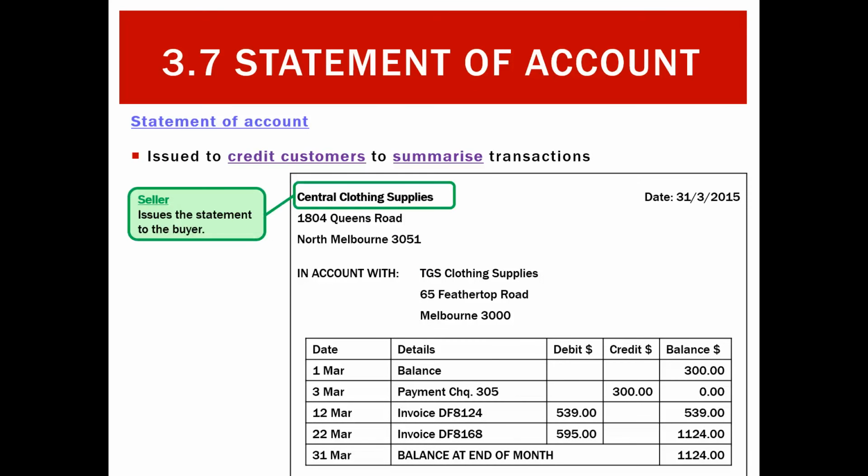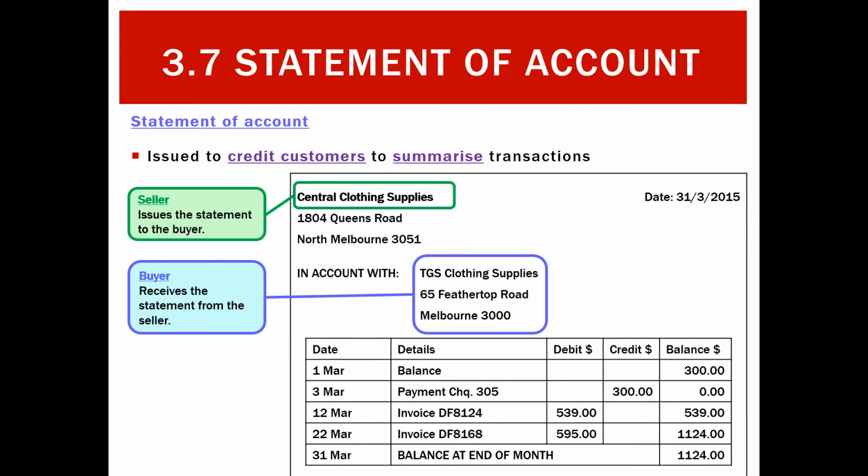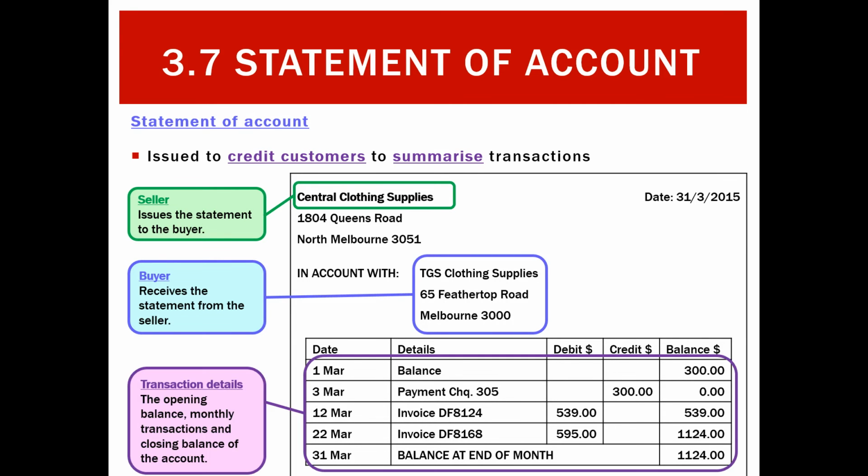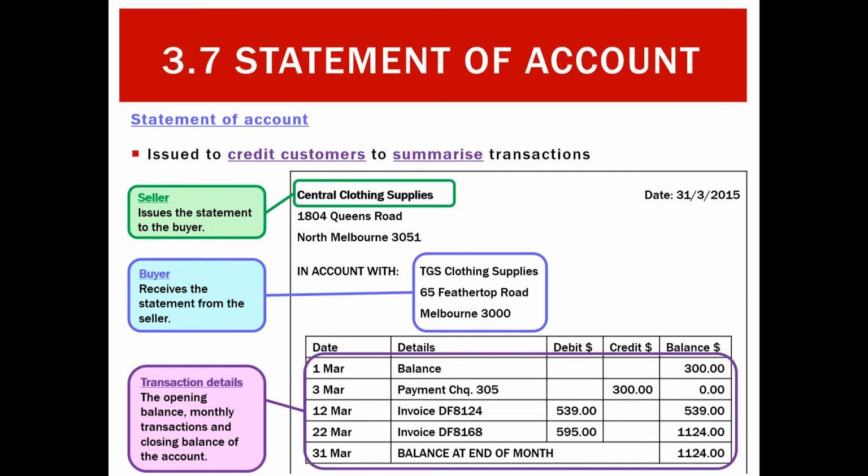So the name of the business at the top, that is going to be the seller, and this is the person that issues the document, and they're going to be issuing it to a credit customer, someone who buys from them on credit. So as a business, we could be issuing this, or we could also be receiving it from a supplier. So the name of the customer or the buyer will appear underneath. Then we have a whole bunch of transactions for the current period.